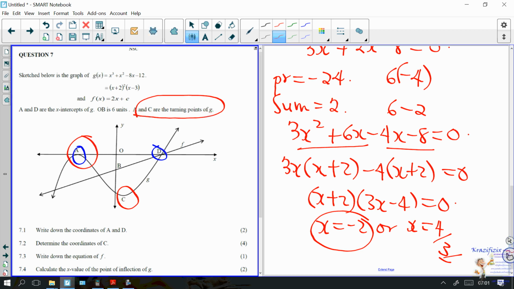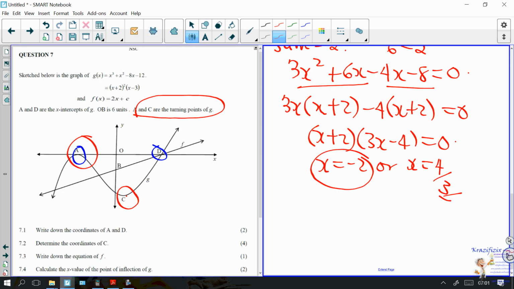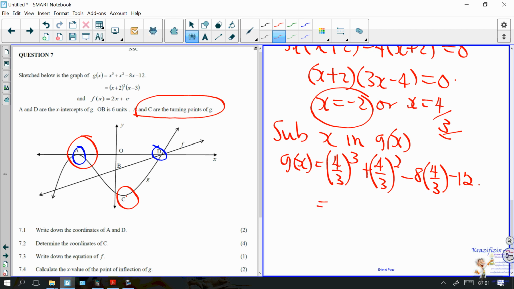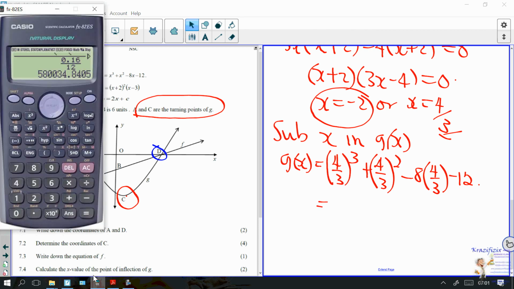But I'm looking for point C, which is 4 over 3. But how do I get my y value? Substitute x in the original equation. So I have g of x equals 4 over 3 cubed plus 4 over 3 squared minus 8 times 4 over 3 minus 12. If you put that in your calculator, you get your y value very easily.